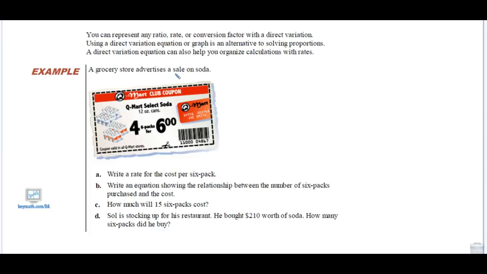A grocery store advertises a sale on soda. Here is the coupon. So let's start off with part A. Write a rate for the cost of the 6-pack. I'm going to write my work over here. I think you have enough work underneath this, so we should be able to have you write underneath. But if you need more room, you can always write it wherever you really need to.